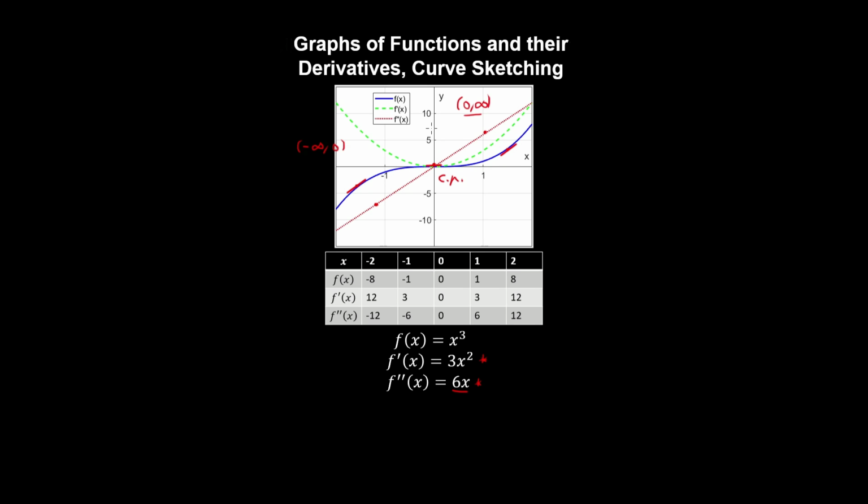And we'll get some practice on sketching the curves of functions and its derivatives using several examples.